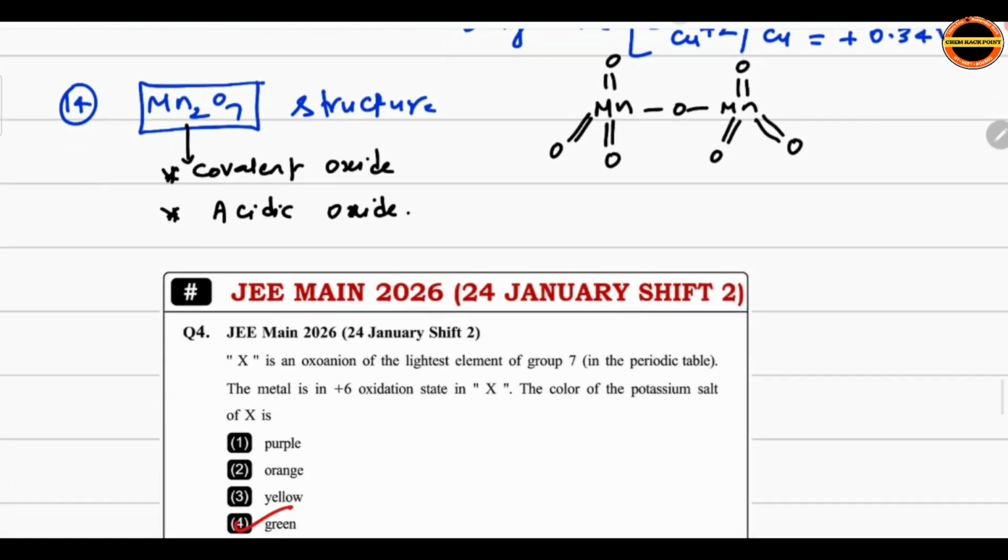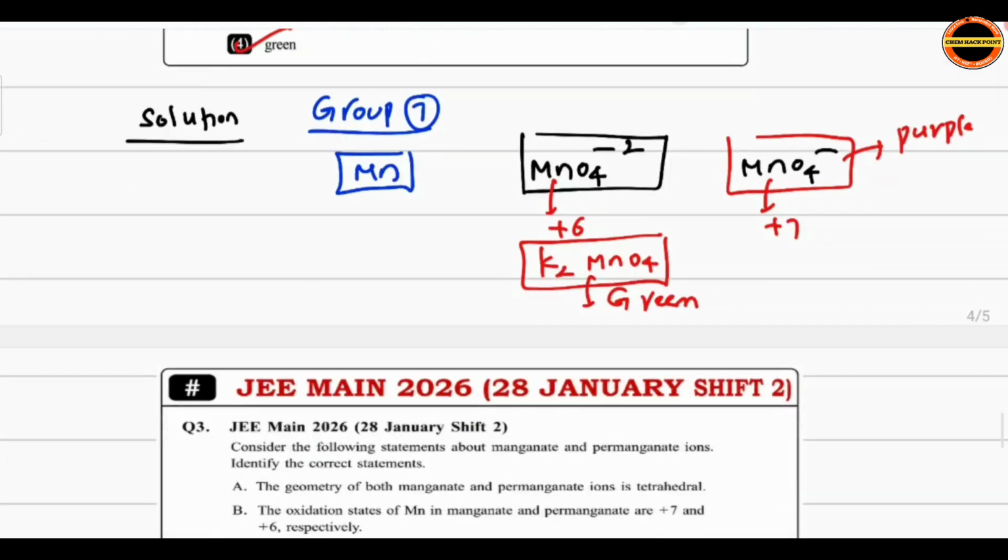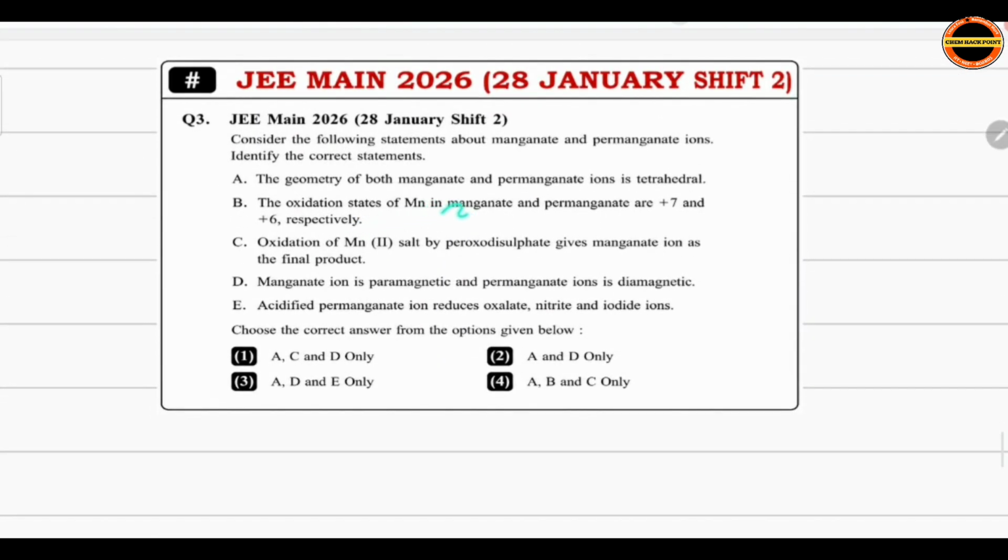But what did they mention here? They mentioned that the oxidation state of manganese in manganate is +7. Actually it should be +6, right? So the first is correct, the second should be incorrect. They gave the opposite: +6 for manganate, +7 for permanganate. Next statement: oxidation of manganese salt by peroxodisulfate gives manganate ion as the final product. Observe the third statement.